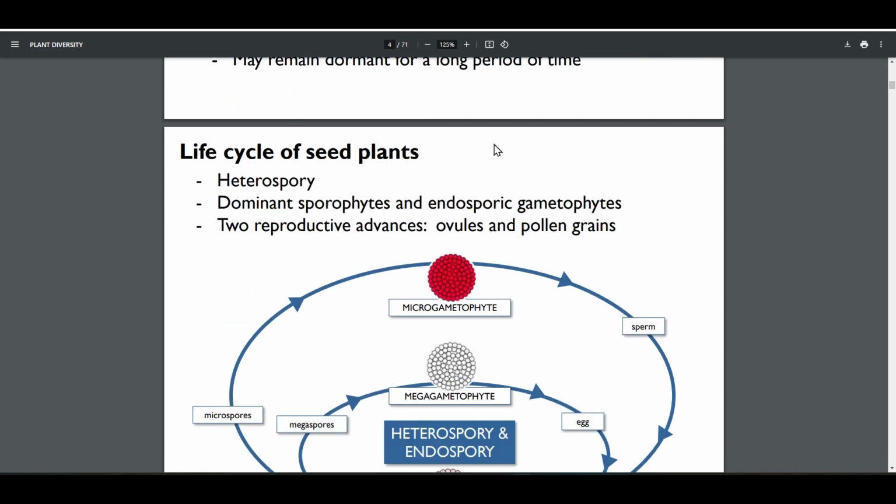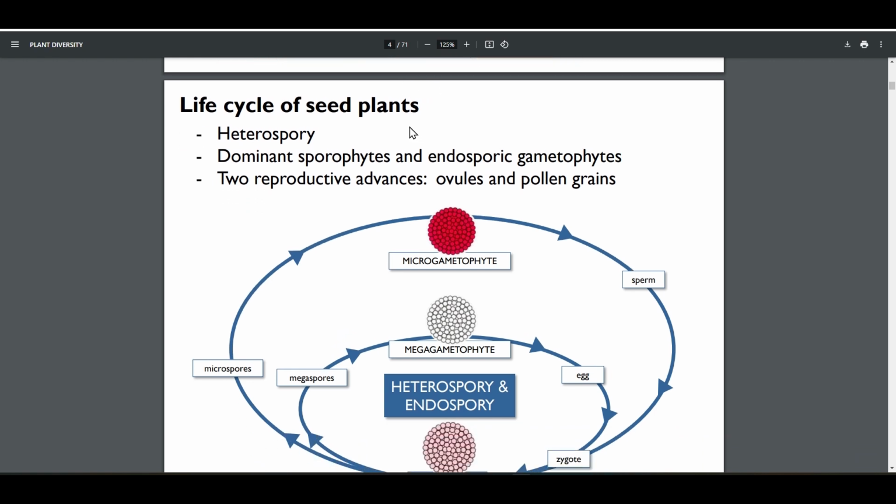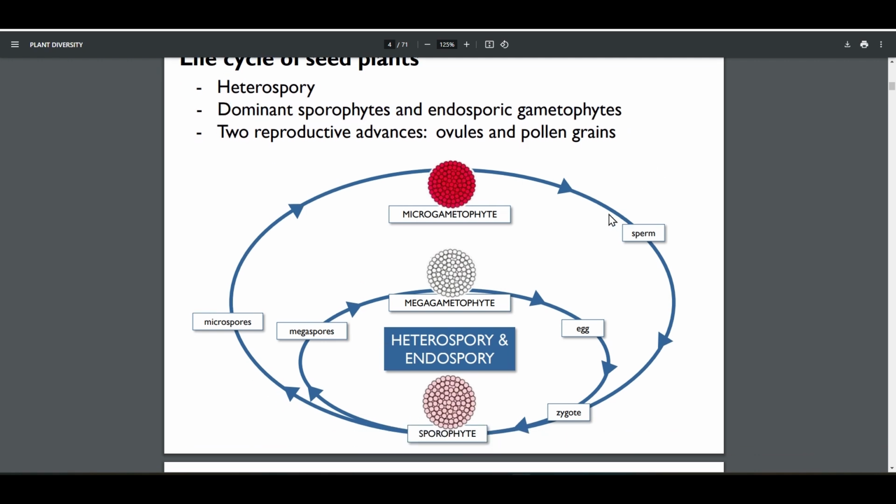All right, so the life cycle of seed plants. I will not go into detail for this. I hope you know megagametophyte and microgametophyte, as well as the micro and megaspores. If you don't know, please watch the video about the evolution of vascular plants. That is a very important bridging video. I've said that in my previous video, I believe. You have to watch it. Go watch it. Anyways, I expect you know all of these: heterospory, dominant sporophyte, and endosporic gametophyte.